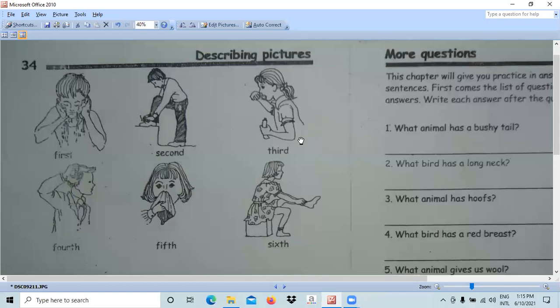So here in the first picture we can see a girl. She is washing her face. You can see water. Try to say small sentences like this often. So that is the way of improving your spoken ability.